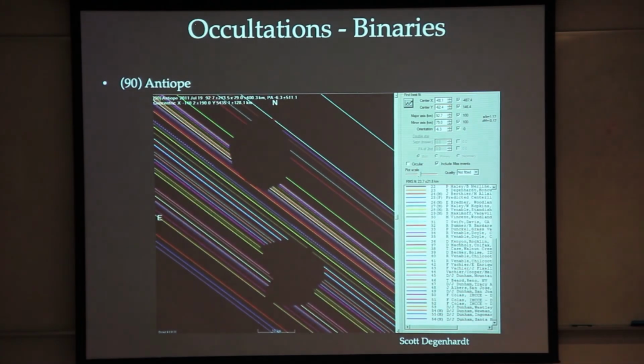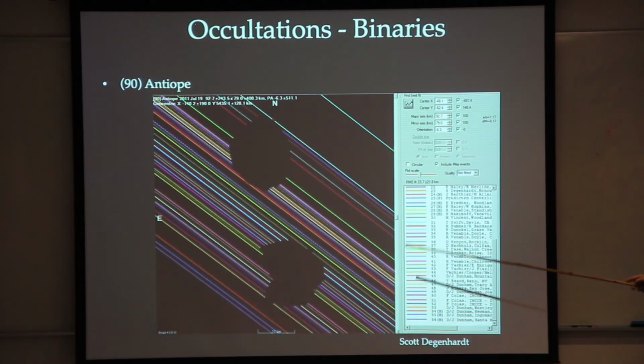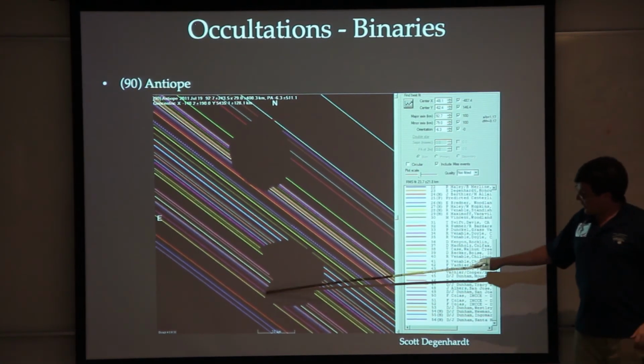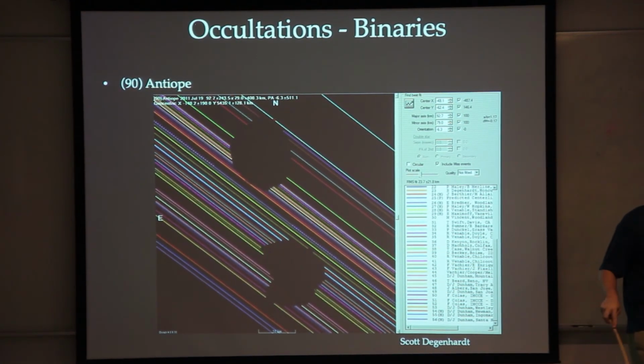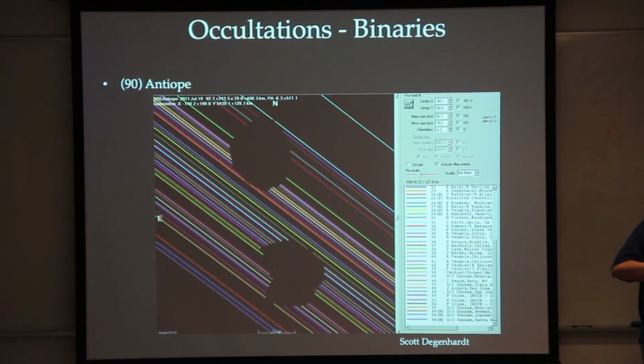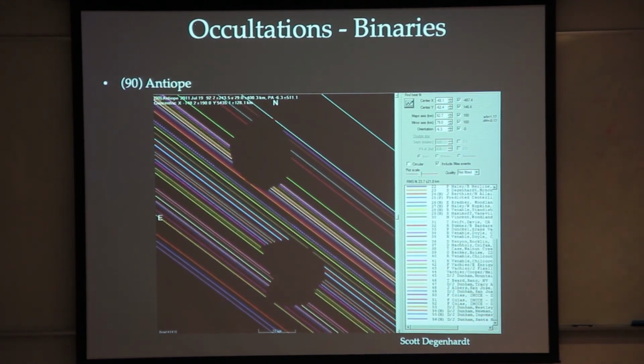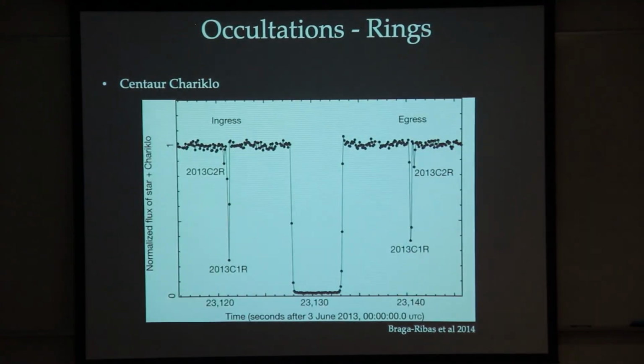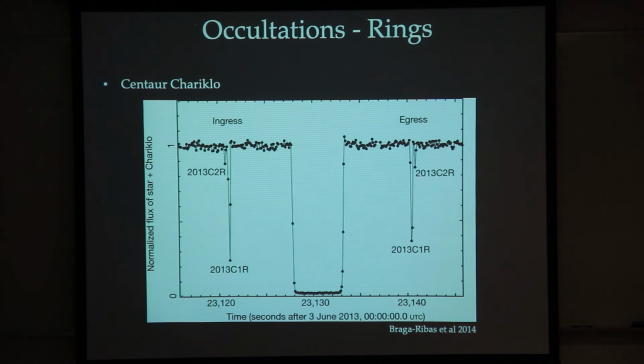Occultations can give you binaries. This is 90 Antiope, and so you see two separate shadows here, and on that shadow you see a huge crater. A bite was taken out of that asteroid. Again, revealed by occultations.